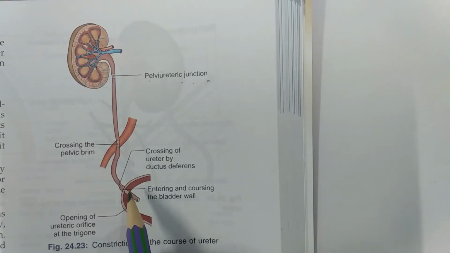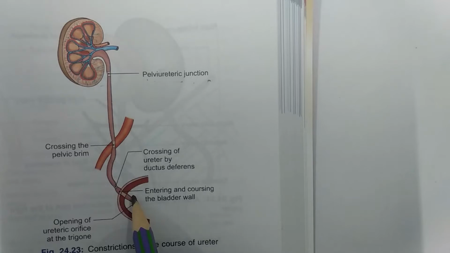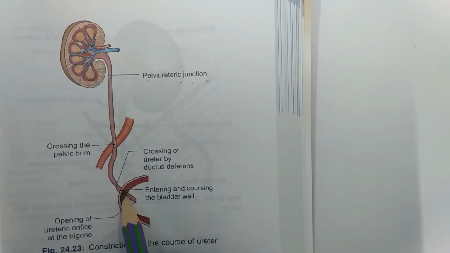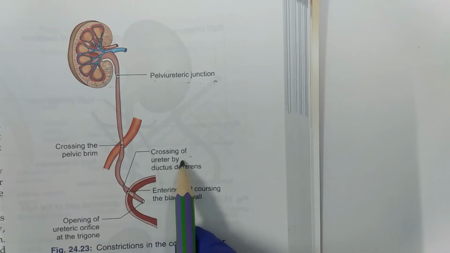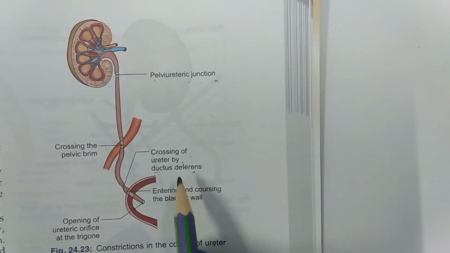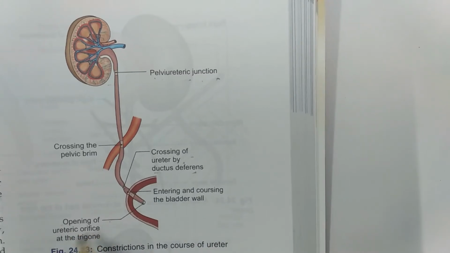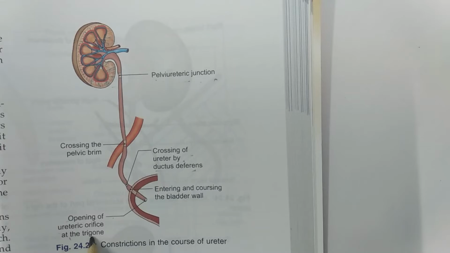Third one is at the point where the ureter pierces the bladder wall, and it is the narrowest of all the constrictions. Third one, some books say, is the crossing of the ureter by the ductus deferens. This is the fourth one, the opening of the ureteric orifice at the trigone of the bladder. This is the fifth one.